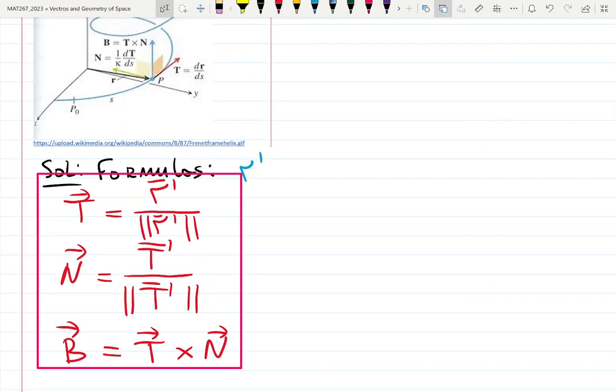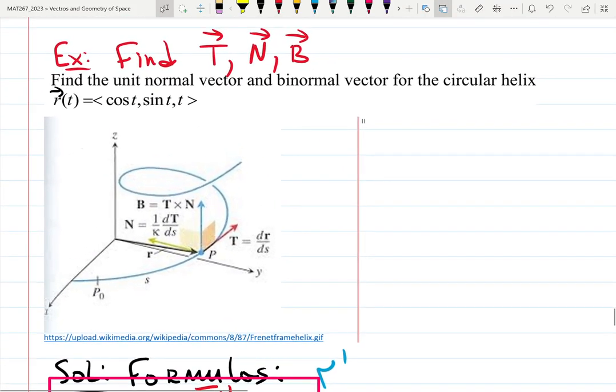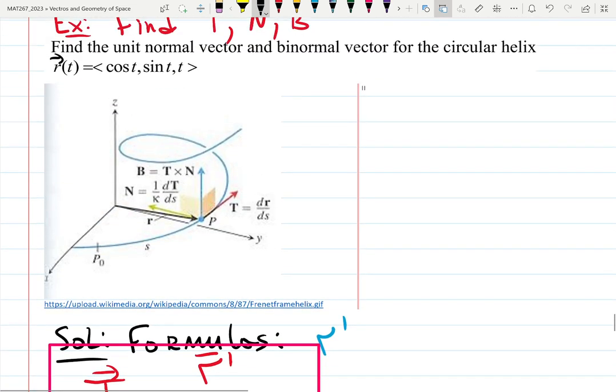Just video for the example. I think it's better to navigate later. So T and B, R is given. The first step is to find R prime. So I will do that.